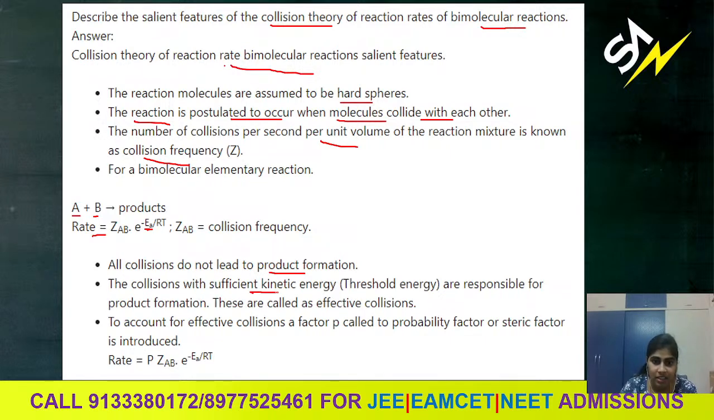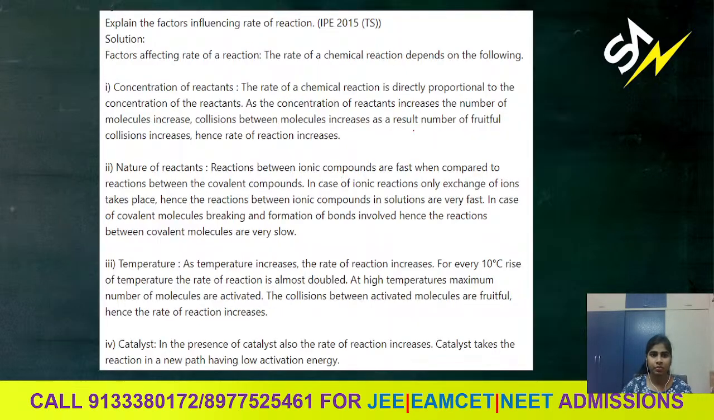and the collisions with sufficient kinetic energy, that sufficient kinetic energy is known as threshold energy. The molecules having this type of energy will give products. Those types of collisions are known as effective collisions. Here, the rate of these effective collisions is given by rate is equal to P of Z AB of e to the power of minus EA by RT. So in this way you can explain this collision theory. Wherever diagrams are necessary, you can use those diagrams also.